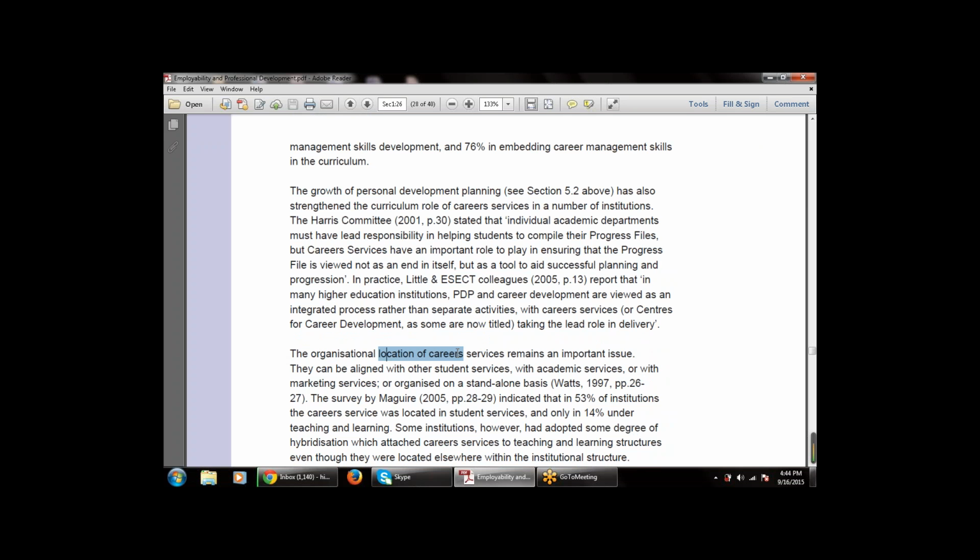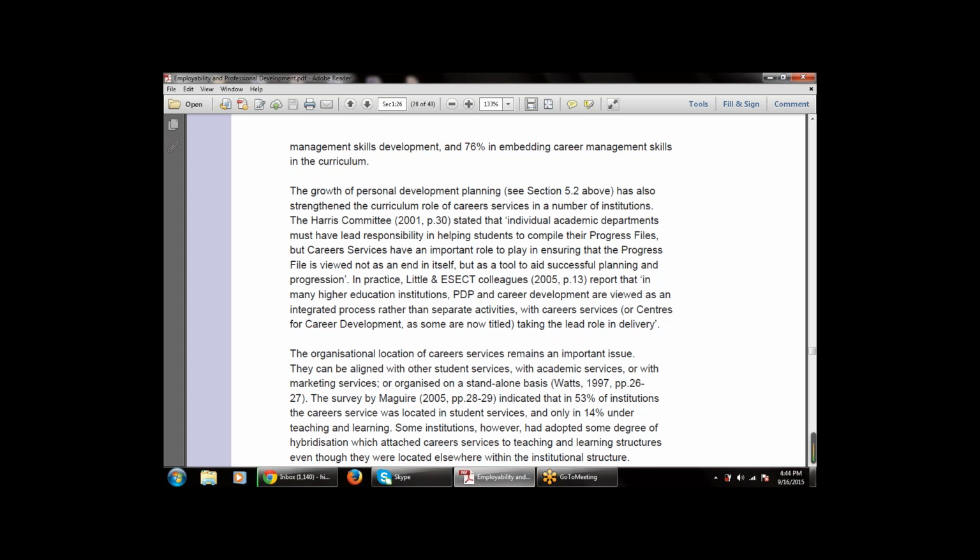The organizational location of career services remains an important issue in the career development strategy. They can be aligned with other student services, for example with academic services or marketing services, or organized on a standalone basis.